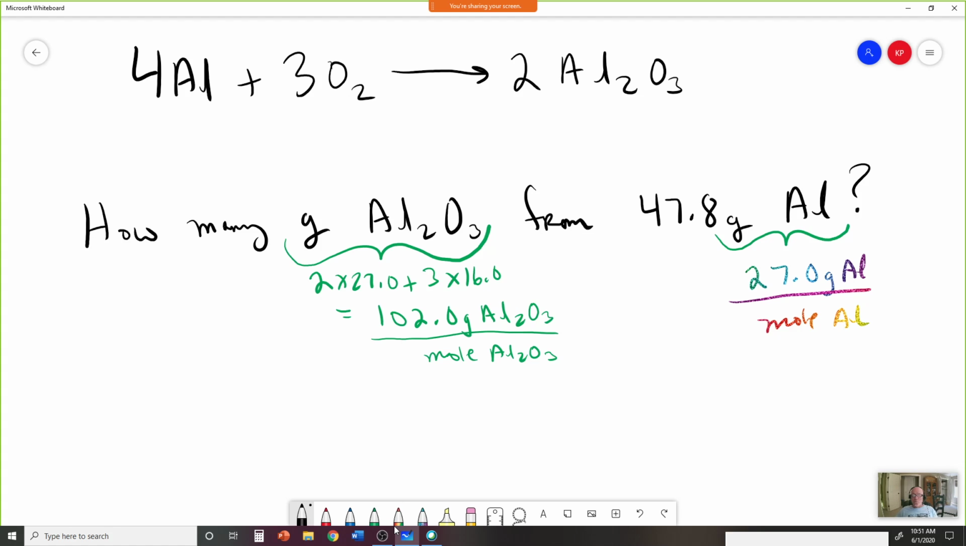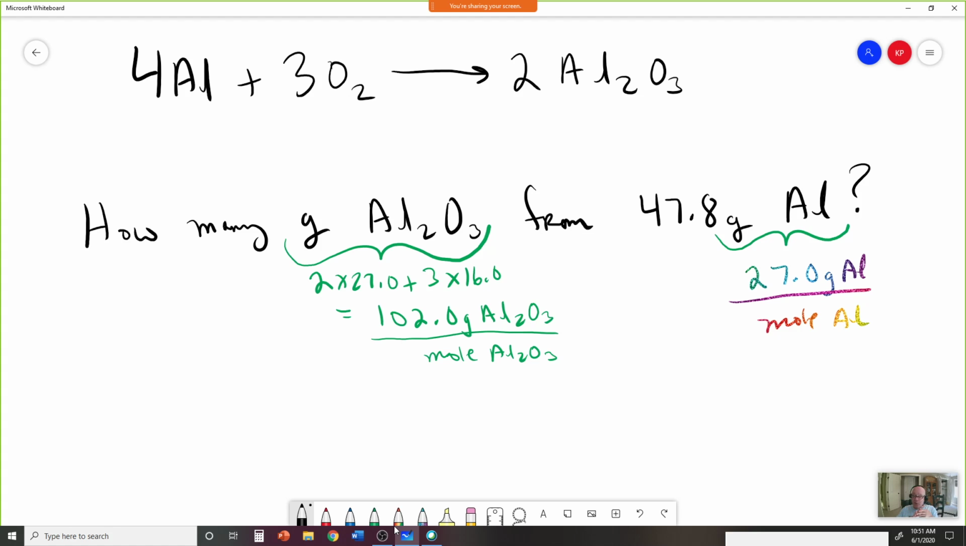Keep in mind, aluminum oxide is not the same thing as aluminum, and aluminum is not the same thing as oxygen. So I've asked myself two questions so far. Do I see number of atoms or number of molecules? No. Do I see grams? Yes, two places. I have the molar masses.